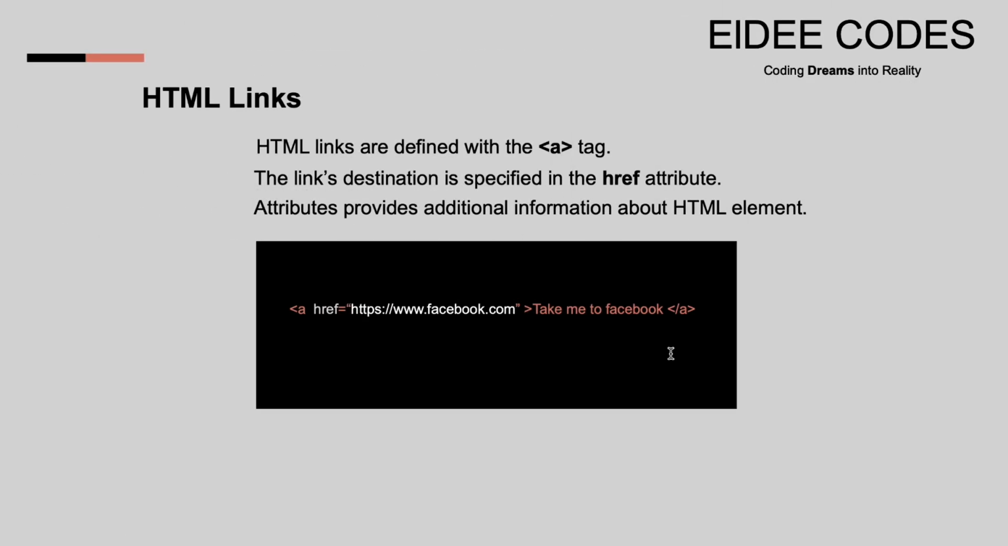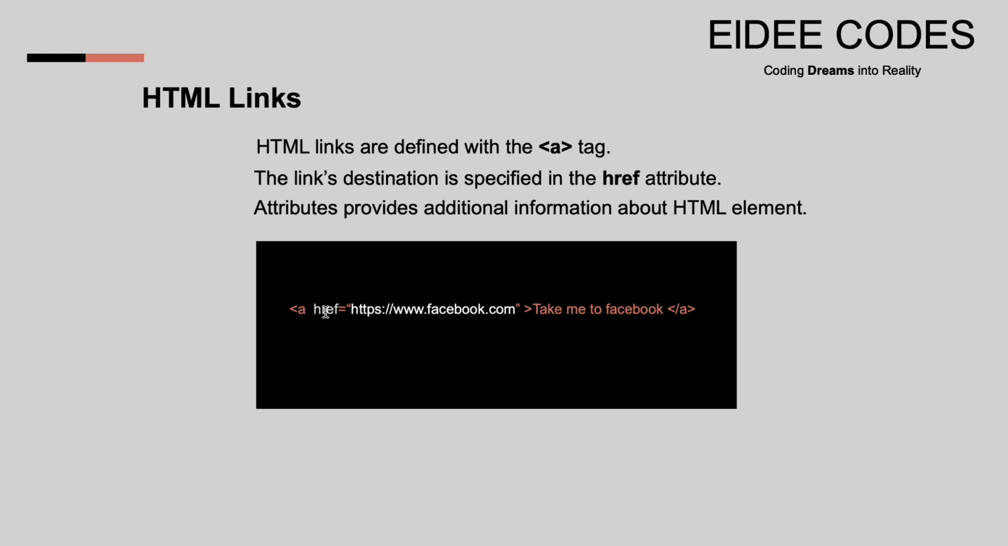Here we have HTML links, and HTML links are defined with the A tag. The link destination is specified in the href attribute. An attribute provides additional information about HTML elements, like we said earlier. So as you can see here, here is our A tag. You see the opening and the closing here. Then here we'll have a text that says take me to Facebook.